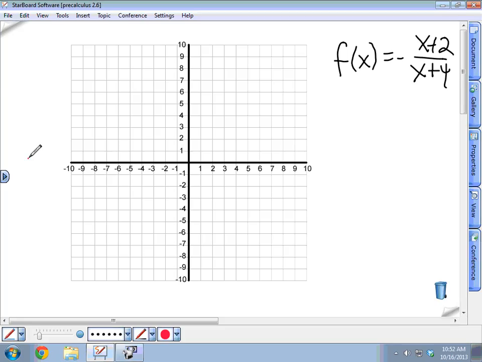Where would I have a vertical asymptote in my function? Negative x plus 2 over x plus 4. Negative 4. Good. That's really not hard. It's where do you have a 0 in your denominator? Yes, I agree with that. I'm glad you can agree with that.